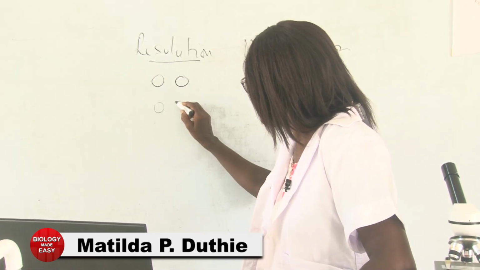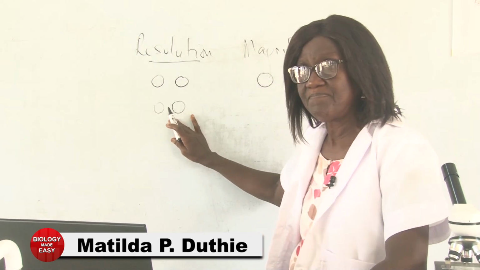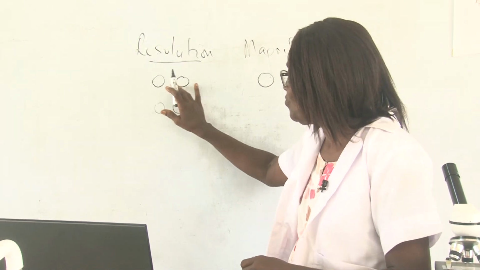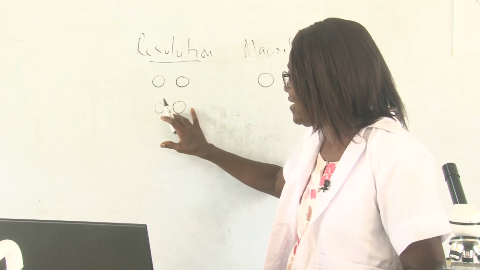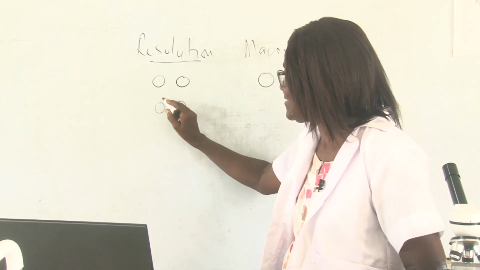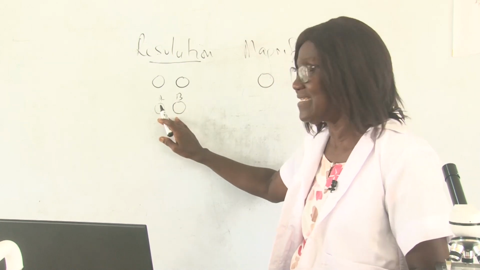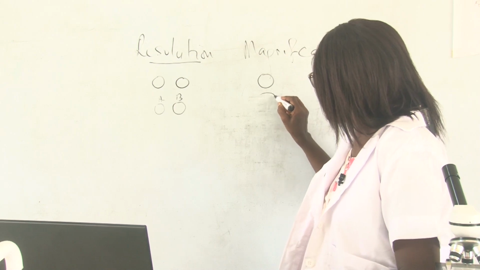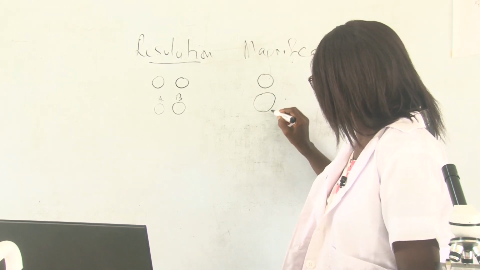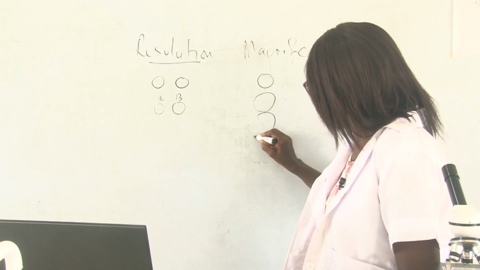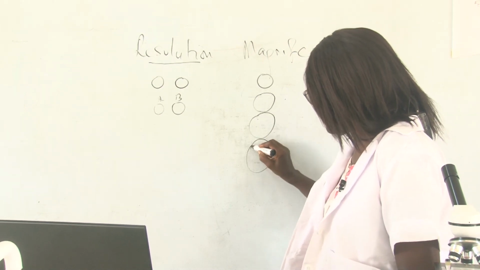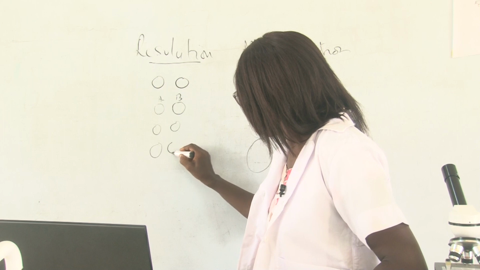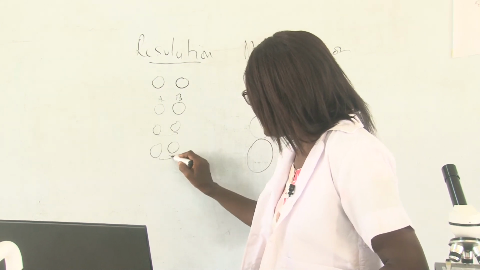Resolution stays the same all the time. The distance between two points, where the two points can be recognized as separate points, A and B are separate. They stay that way all the time. Magnification changes. Structures can be increased in size, but the resolution stays the same. The distance between the objects stays the same.